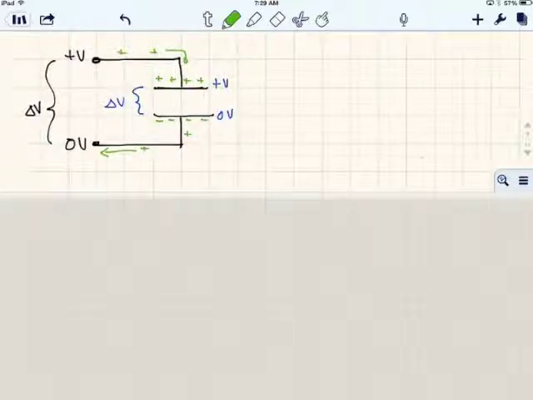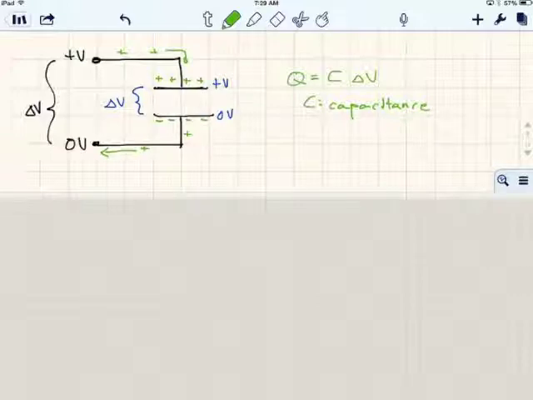Now the amount of charge that can be held on a capacitor is proportional to the potential difference across the capacitor. The larger the potential difference, the more charge will build up. And the proportionality constant is given by capital C, where C is known as the capacitance. The capacitance describes the capacity with which these parallel plates will be able to hold charge.